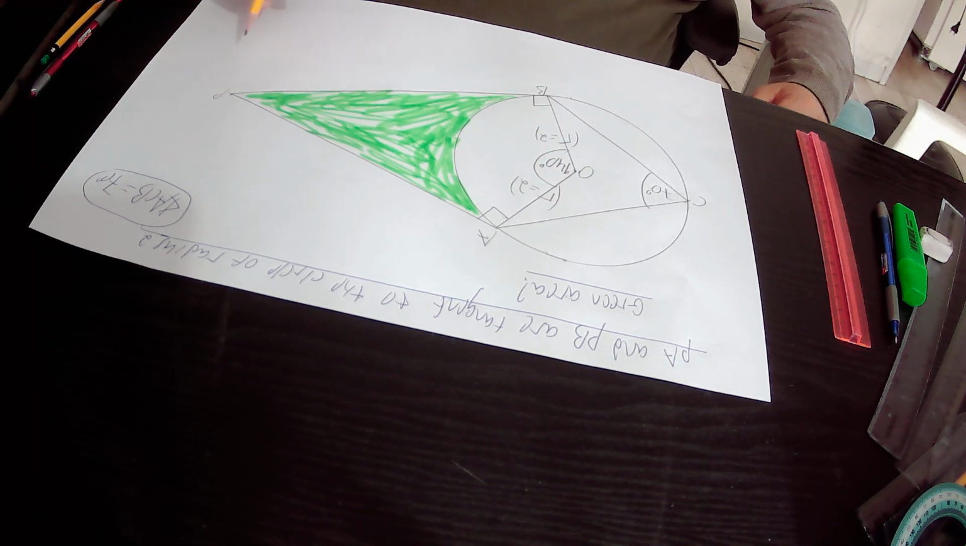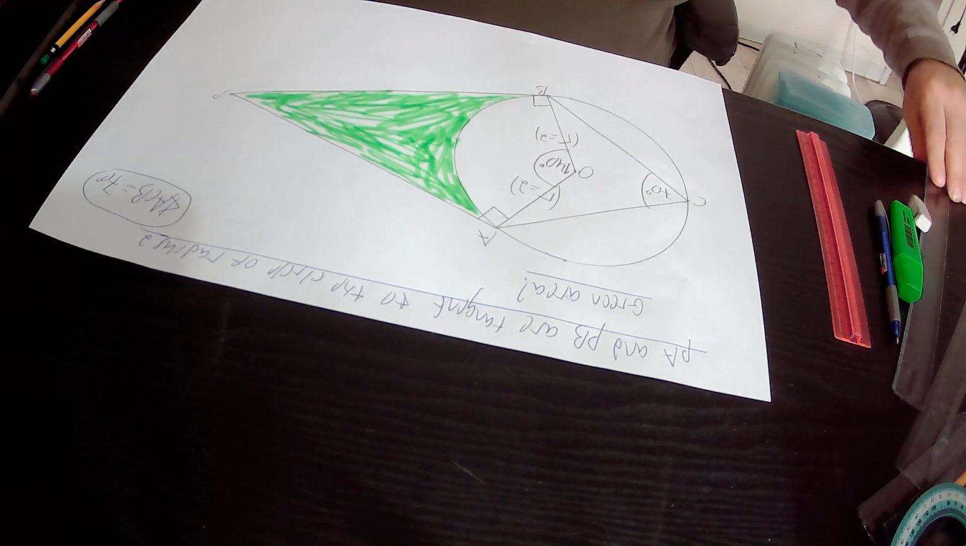In the next step, we will join points P and O together by a straight line.